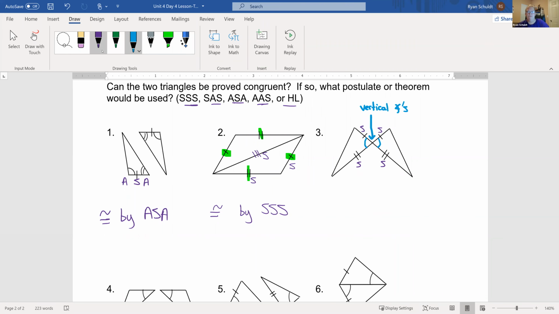Uh-oh. What's that mean now? I've got some angles. I've got some angles. And my angle is in the middle. I'm squeezed in the middle. That's what the angle's saying. So this one would be congruent by side, angle, side.